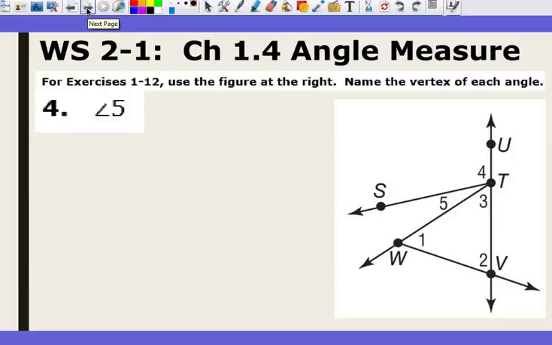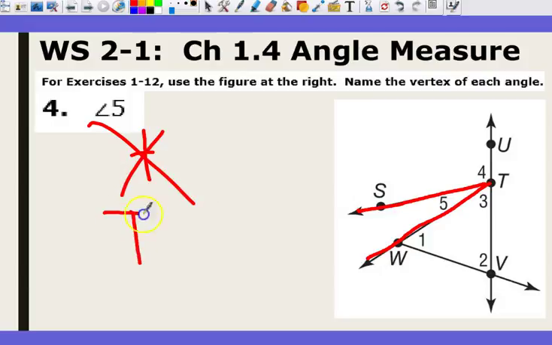Next. 5. From here to here. Where do those two lines meet? T. Is that right? Has to be a capital T. Do you need an angle sign for a point? So vertexes are a point, so you don't need that angle sign.